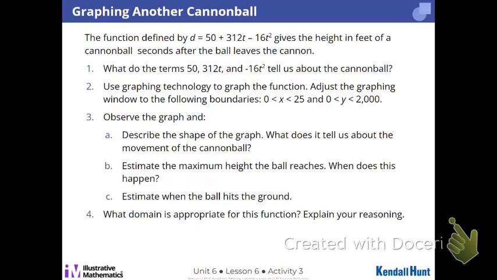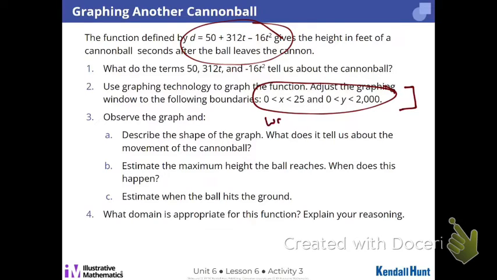We have this new function. This new function is distance equals 50 plus 312t minus 16t squared. The first thing you're going to do with your partner is define what the 50, 312t, and negative 16t squared mean in context. Then you're going to go to Desmos's graphing calculator, type in the function, and make sure you set your window to this. You can set your window with the wrench in the upper right-hand corner, and you'll be able to set your domain and range. Then you'll describe it, get the maximum, estimate when it hits the ground, and then we'll talk about domain and range.